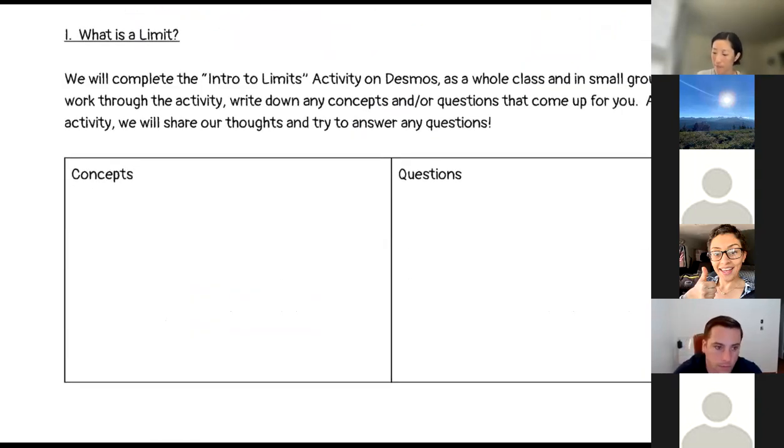So what is a limit? You've already completed that intro to limits activity on Desmos. And what I'd like for us to do right now is a little bit of a brain dump, okay? So you can either send this to me via direct message or you can post it out to the general class chat. Either way is absolutely fine. But what I'd like you to think about are, let's talk about this one first. What are some concepts or some ideas about limits? In other words, what is a limit?